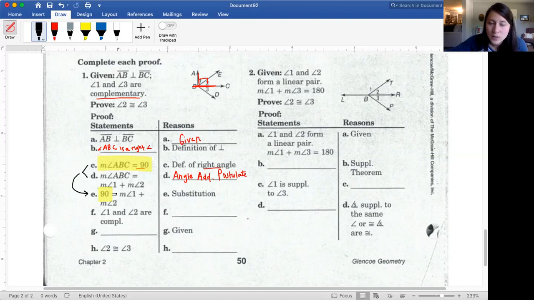Now, because I know that they add up to be 90 degrees, I could now describe them as complementary angles. So if I say angle 1 and angle 2 are complementary, well, I know that because of the definition of complementary angles.